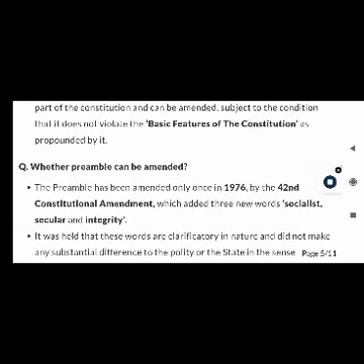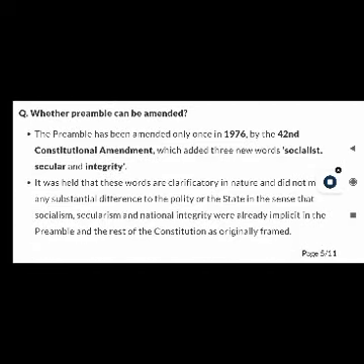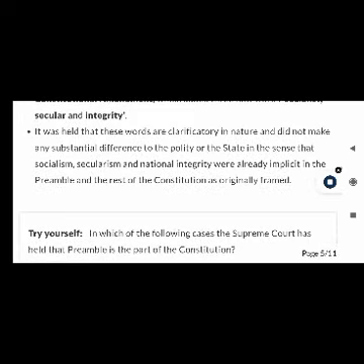Q. Whether preamble can be amended. The preamble has been amended only once in 1976, by the 42nd Constitutional Amendment, which added 3 new words: socialist, secular and integrity. It was held that these words are clarificatory in nature and did not make any substantial difference to the polity or the state, in the sense that socialism, secularism and national integrity were already implicit in the preamble and the rest of the Constitution as originally framed.